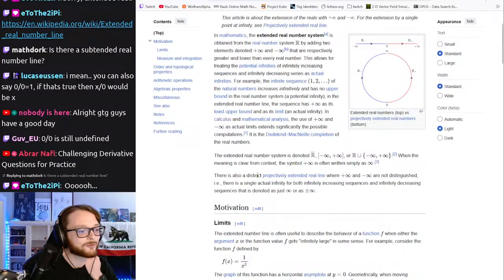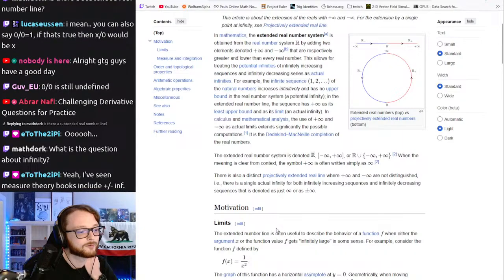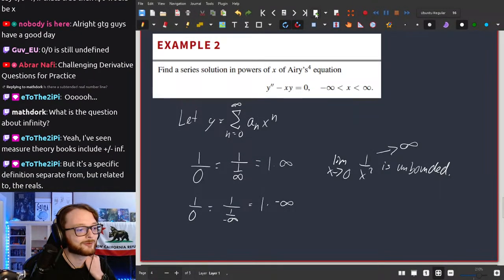You can also say 0 over 0 equals 1. You can't say that though, Lucas. So, okay. I feel like you're getting at how division is defined in the first place.